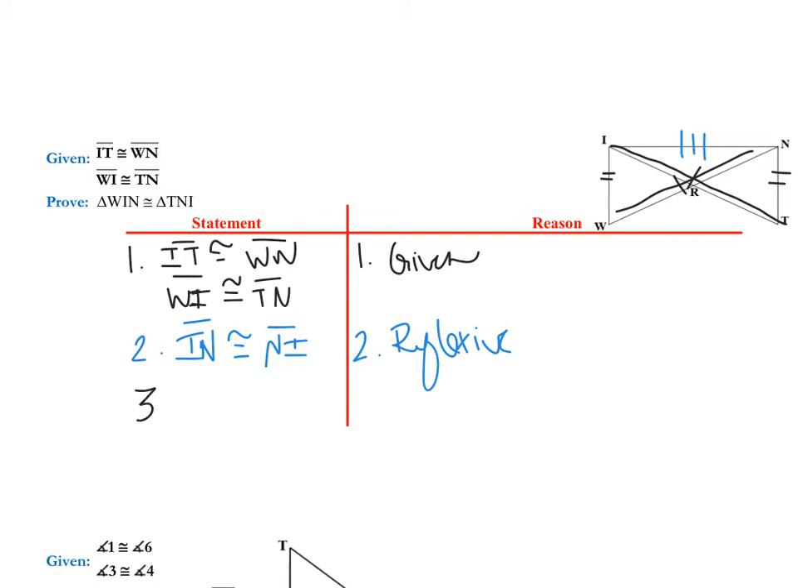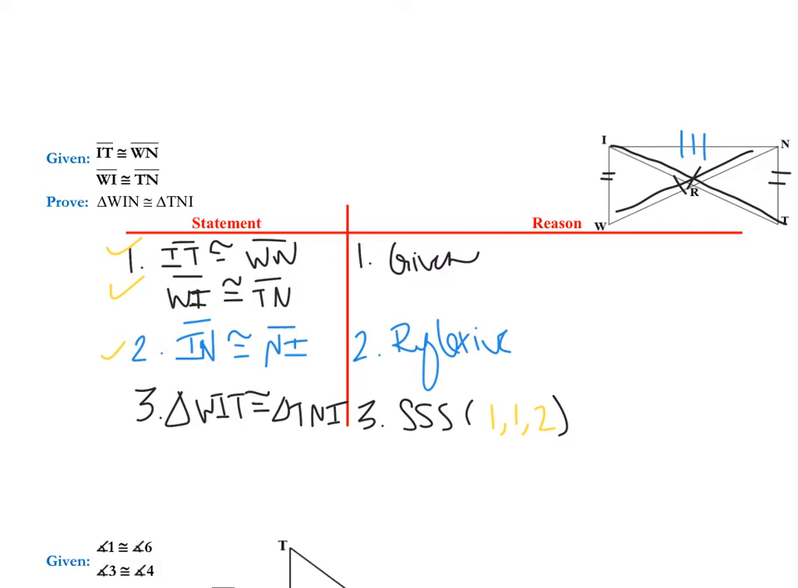So I have 3 sides congruent, so I can do side, side, side. So triangle WIT is congruent to triangle TNI. Reason being is by side, side, side, and then let's mark our steps. So we got 2 from step 1, and then we proved the third side in step 2. All right, let's move on to the next proof.